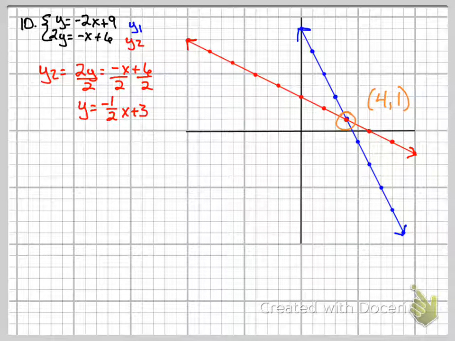Now, I want you to notice something here. My slopes for both lines are different. My y-intercepts for both lines are also different. The main thing to notice here is that for y1 I have a -2 slope. For y2 I have a -1/2 slope. Because they have different slopes, that's why I have only one intersection. Now, let's look at number 12. Number 11 you're going to do on your own.